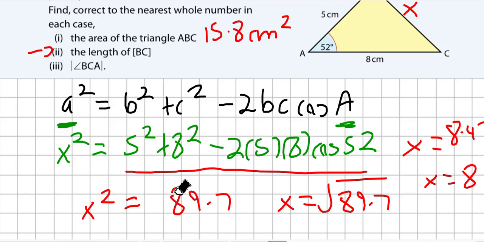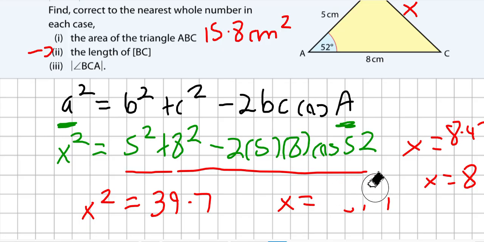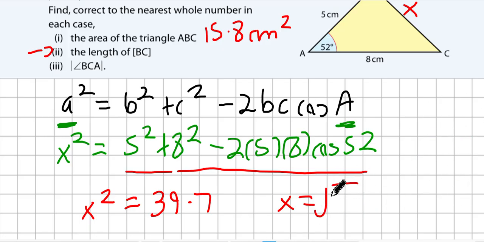Did anybody else get 39.7 for this? Okay, so something went up there. Oh yes, your 8s look like 3s. And then square root 39.7? 6.3. Okay. Done.